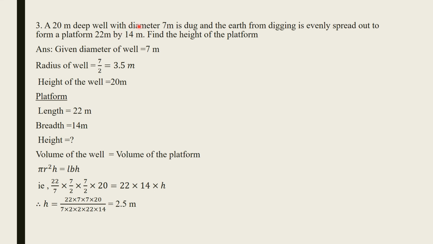As we know, the earth taken out is spread out to form a platform. We can say volume of the well is equal to volume of the platform. Well in the shape of a cylinder, we can write pi r square h is equal to l b h. Substituting the values, we have 22 by 7 into 7 by 2 into 7 by 2 into 20 is equal to 22 into 14 into h. Therefore, height of the platform is 2.5 meter.